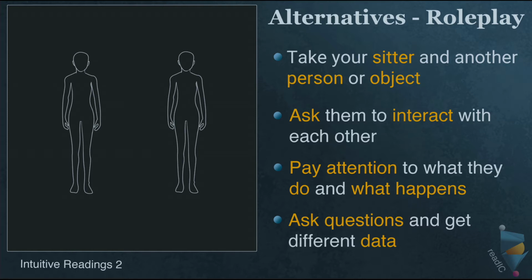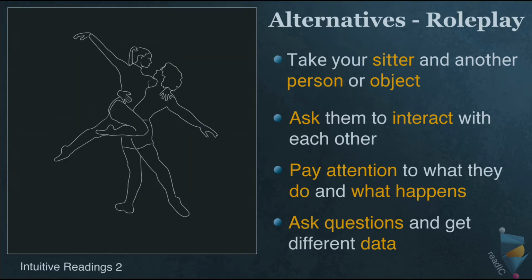So what you do is you take your sitter and you get an image for them. You take another situation or person or object and you play the two off against each other. So you have the one impression, you have the other impression, and you say, I want to see how those two interact. This one is just a fun dynamic, and you can see that the two now interact with each other in a very spectacular way, and you can take your deductions from it.